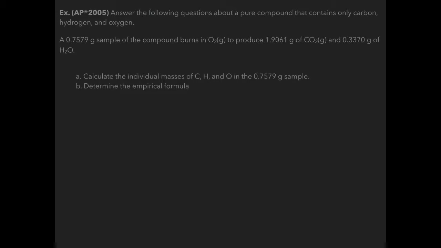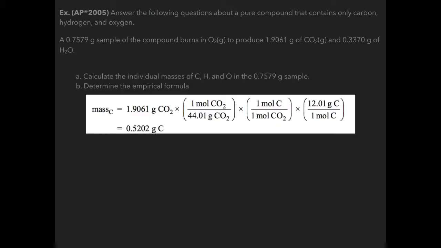Well, it's going to be pretty easy to figure out carbon and hydrogen. Just like what I did previously in going from grams of a compound into grams of that element, I can go from grams of carbon dioxide into moles of carbon dioxide into moles of carbon, and then get into grams of carbon. So that's exactly what you do here. You start off with a mass of 1.9061 grams of carbon dioxide, get into moles of carbon dioxide, get into moles of carbon, and then get into grams of carbon by multiplying by its molar mass, and that is the mass of carbon that you get.